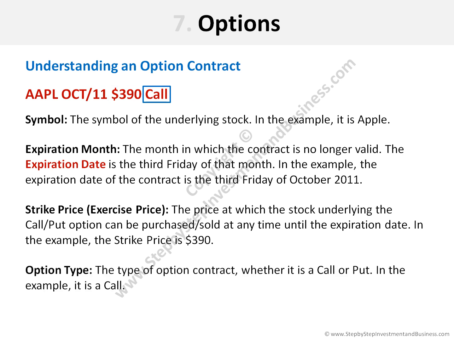And finally, it is indicated the type of option contract, whether it is a call or put. In the example, it is a call. So the contract we are seeing, called Apple October 2011 $390 call, is a contract that allows us to buy, because it is a call, 100 shares of Apple at $390 each until the third Friday of October 2011.